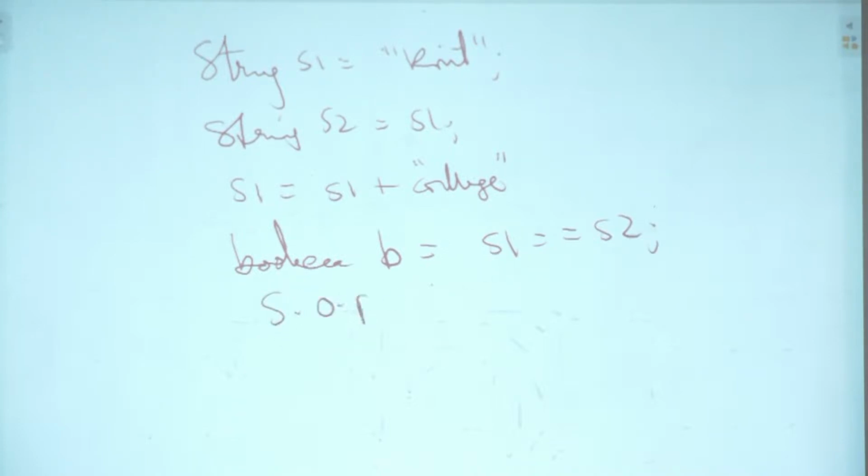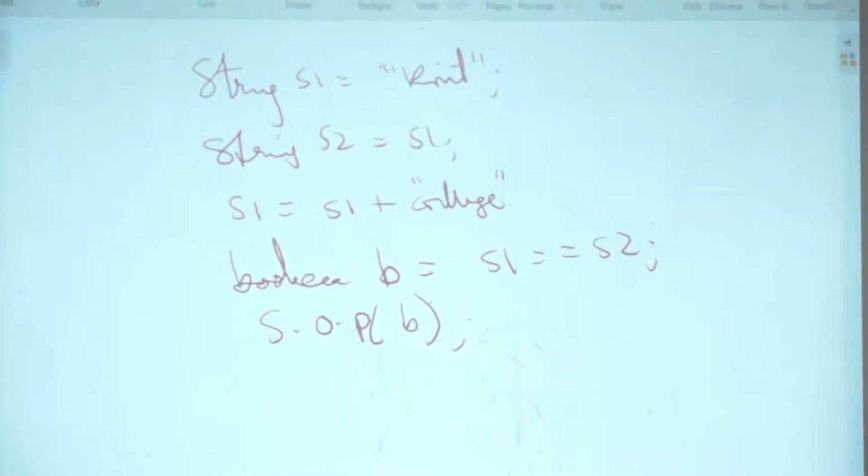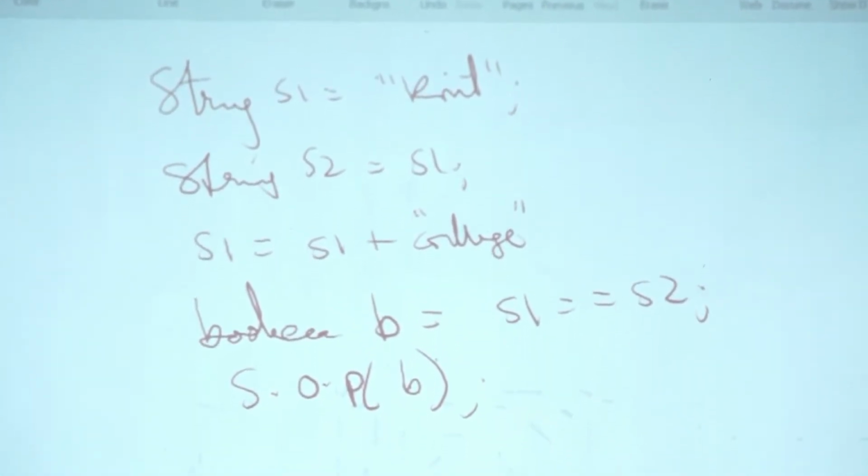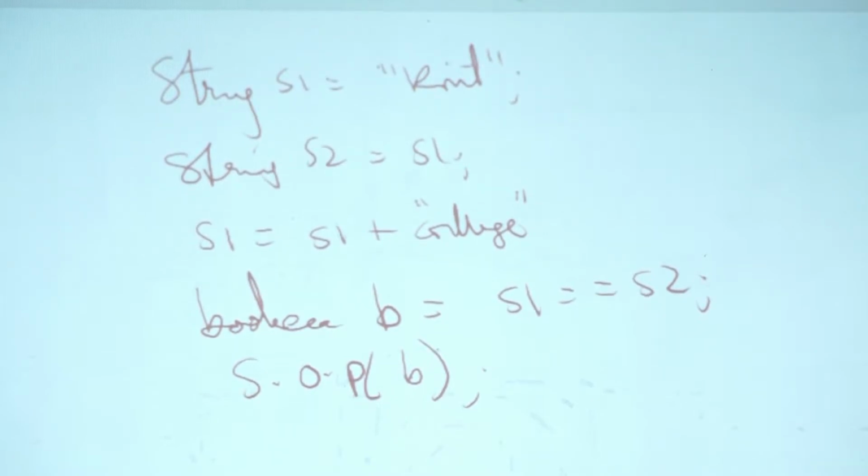Then I say SOP on the boolean. What will it give? If what we are saying is true, then it should give a false. Correct? Why should it give a false? Because original S1 is pointing to KMIT, and S2 is equal to S1. So where will S2 point? Again to the KMIT. And S1 will then change to S1 plus college, which, as I said, is not going to be expanding that original thing. That address will go away, and there will be another KMIT college getting created, to which this S1 will point.